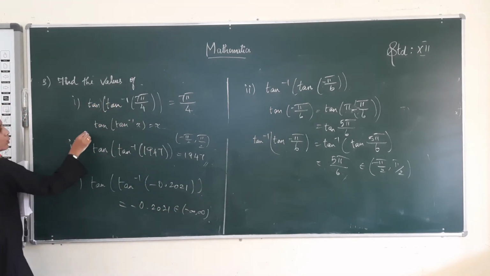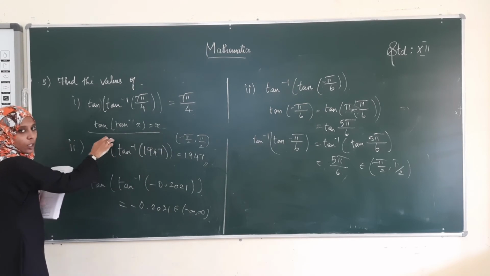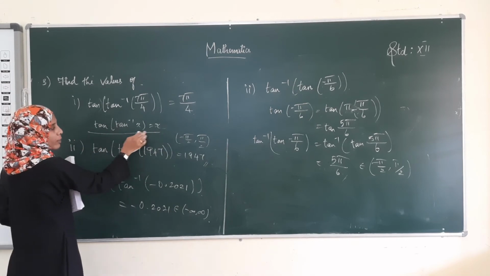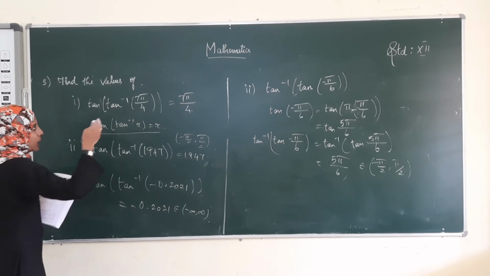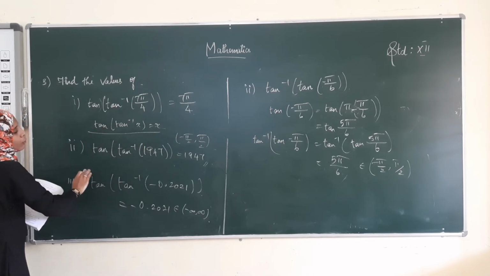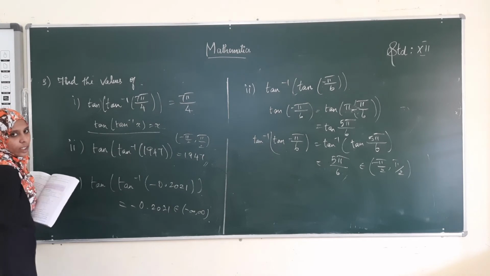What's the property you have used? This is the property. You have to mention it in all these sums. Tan inverse of x is equal to x. Hence, we get tan inverse of 7 pi by 4 is equal to 7 pi by 4. Similarly, you have to mention this property in all these sums.